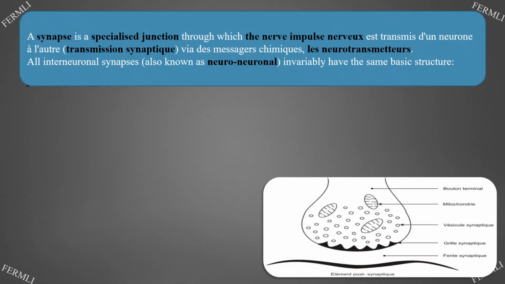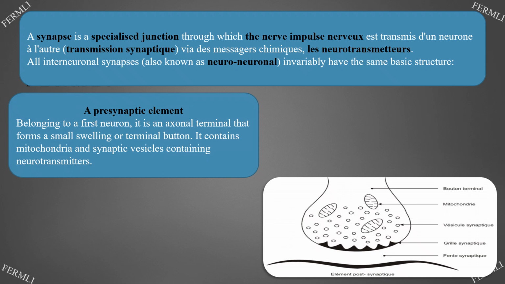A synapse is a specialized junction through which the nerve impulse is transmitted from one neuron to another, a process called synaptic transmission, via chemical messages, the neurotransmitters. All interneuronal synapses, also known as neuroneuronal, invariably have the same basic structure.